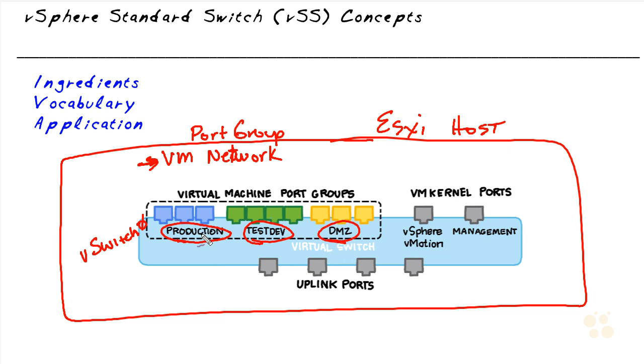So what they could do is associate with the production VM port group the VLAN of 10, for example. And that way any virtual machines that we connect to production would automatically be part of VLAN 10. For the group of test dev, maybe for that port group we assign specific quality of service parameters or certain permissions on those ports.